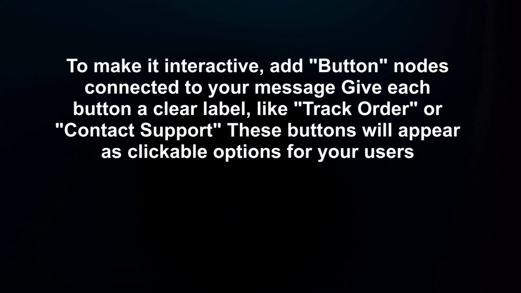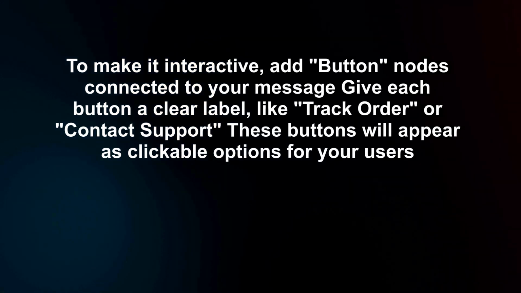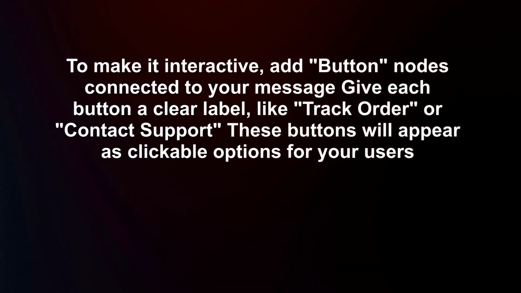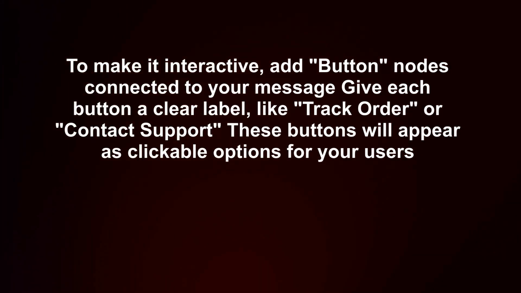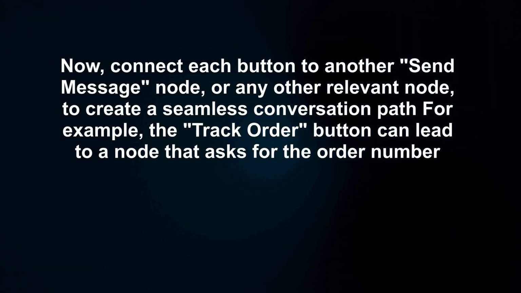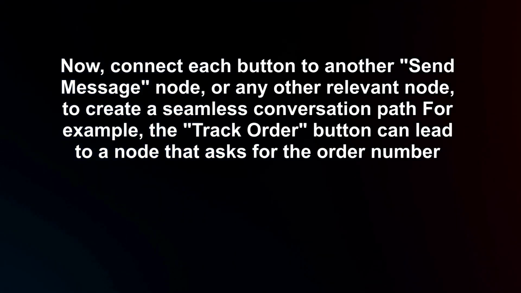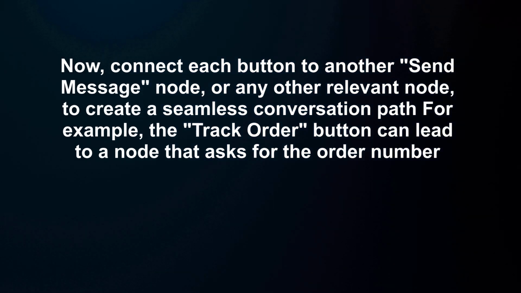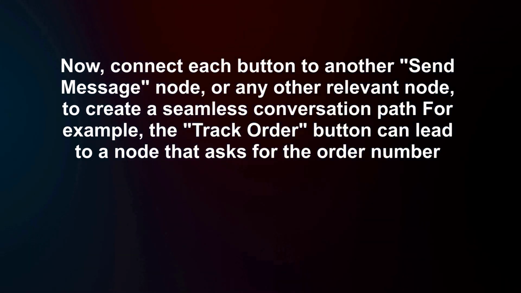To make it interactive, add button nodes connected to your message. Give each button a clear label, like track order or contact support. These buttons will appear as clickable options for your users. Now, connect each button to another send message node, or any other relevant node, to create a seamless conversation path. For example, the track order button can lead to a node that asks for the order number.